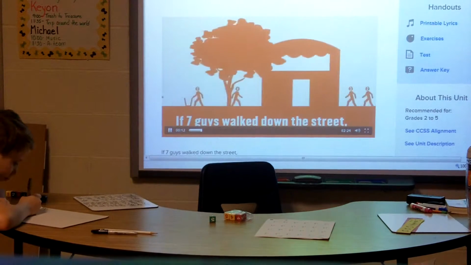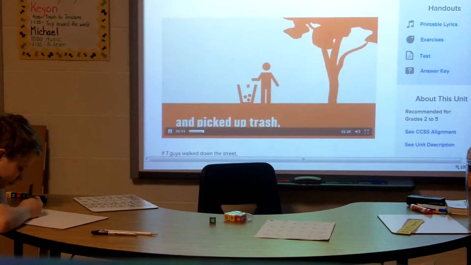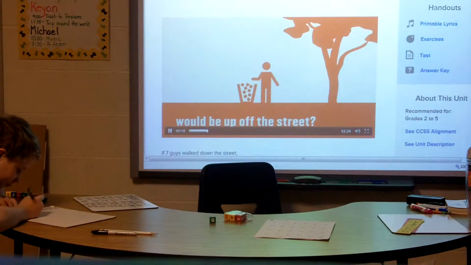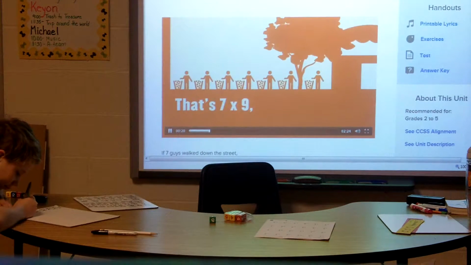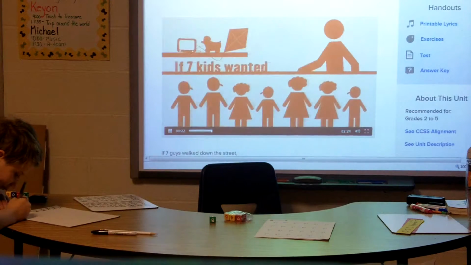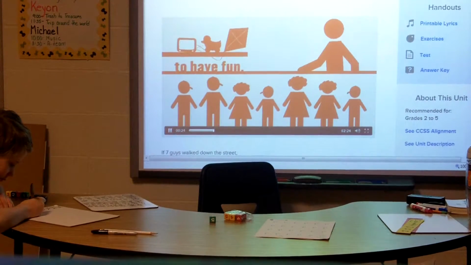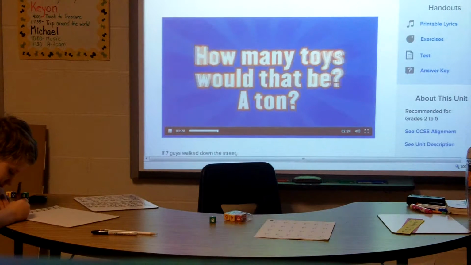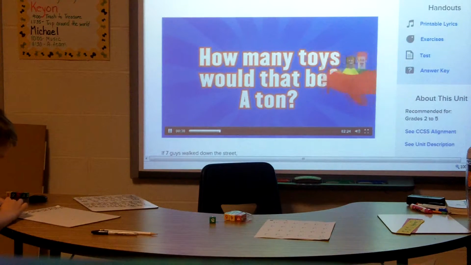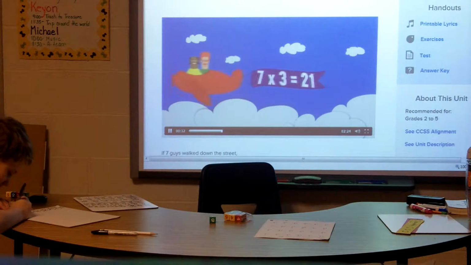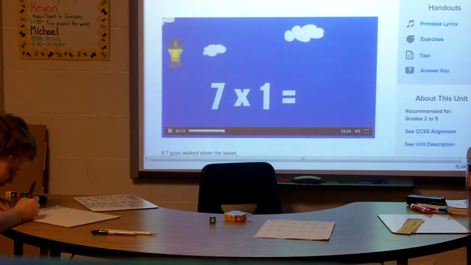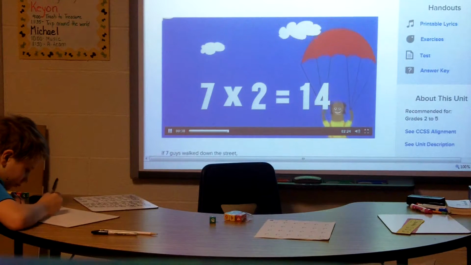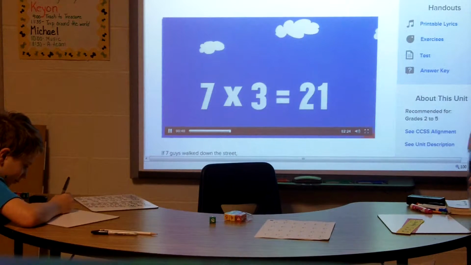If 7 guys walked down the street and picked up trash, 9 pieces each, how much trash would be picked up off the street? That's 7 times 9, and that's 63. If 7 kids wanted to have fun and bought 3 toys for each and every one, how many toys would that be? A ton? Well, 7 times 3 is 21, cause 7 times 1 is 7. 7 times 2 is 14. Right. 7 times 3 is 21.